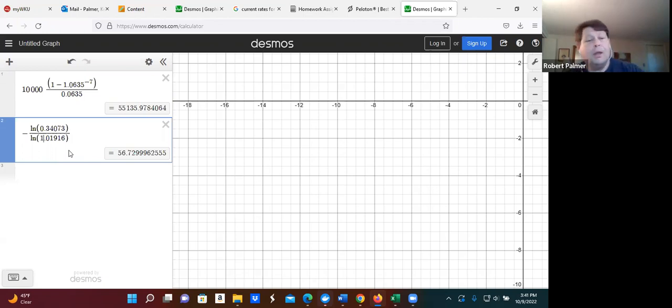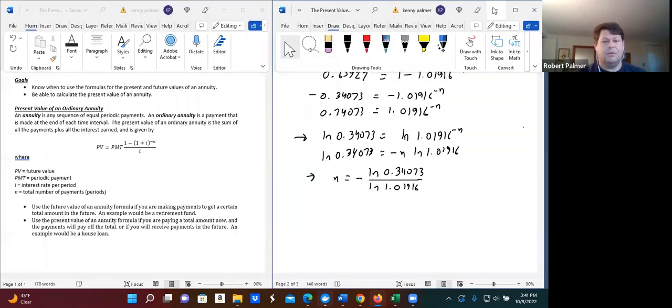Okay. So that's actually not what I had in my notes, but this should be correct. So what do we see is this is about 56.7. Let's go with that. So this n is approximately 56.7. Now, 56.7 what?